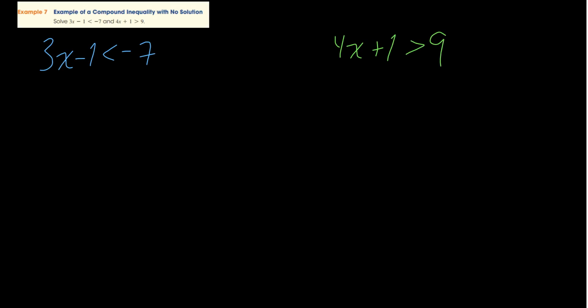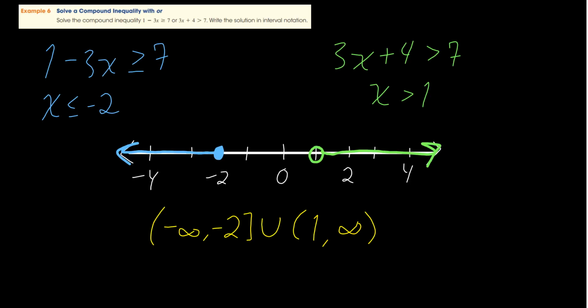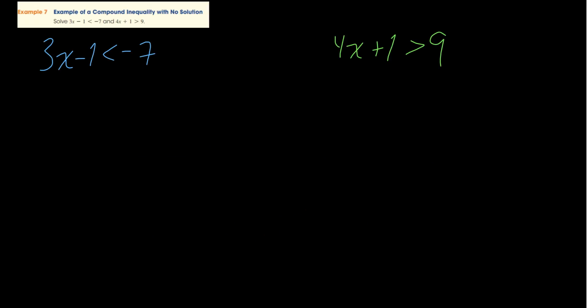If I solve these inequalities, is that the same as a previous problem? No, close though. Okay, so if I add 1 to both sides and divide by 3, I've got x is less than -2. And over here on the right side, I subtract 1 from both sides, divide by 4, so I've got x is greater than 2.